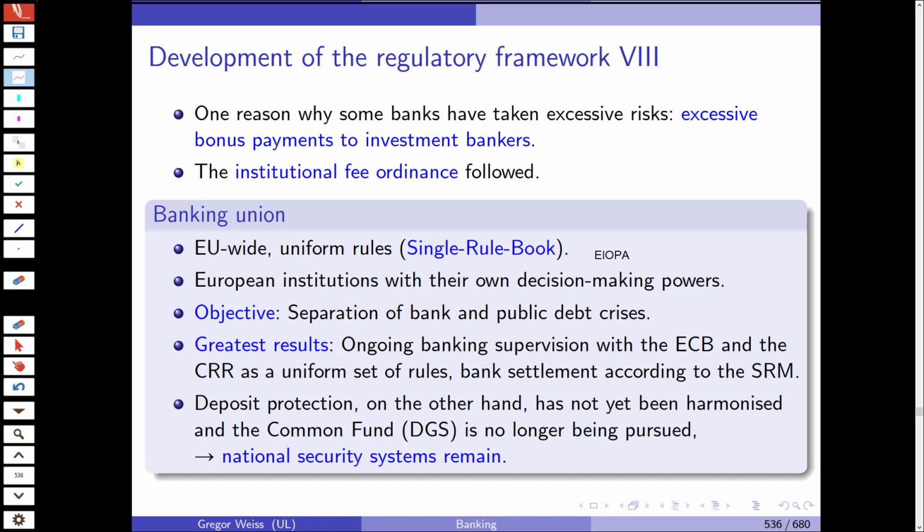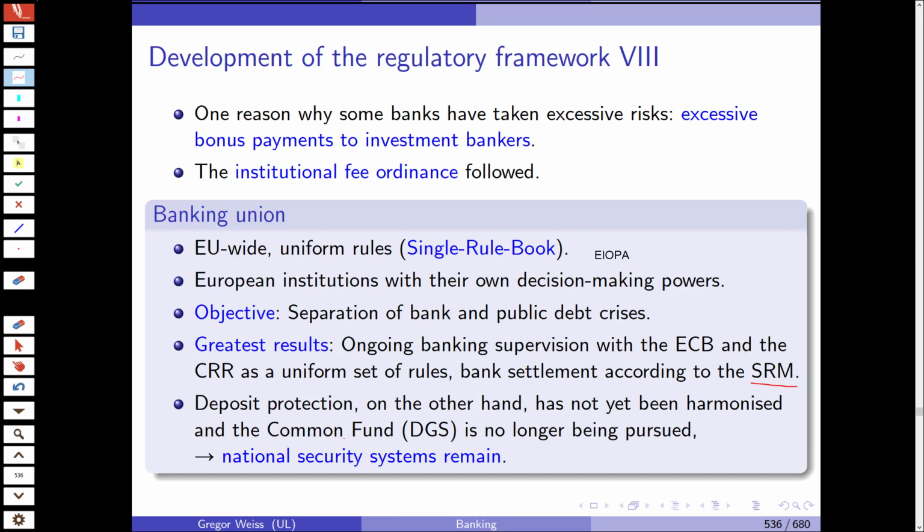Best results: ongoing banking supervision with the ECB and the CRR as a uniform set of rules. Bank settlement according to the Single Resolution Mechanism, the SRM. And deposit protection, on the other hand, as part of a harmonized common deposit fund.